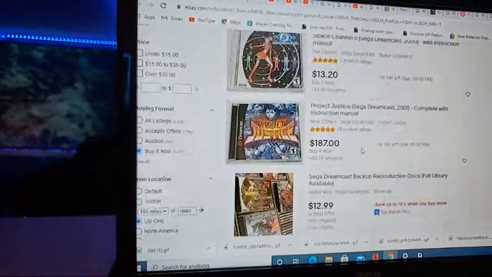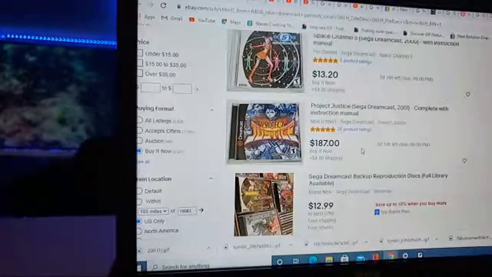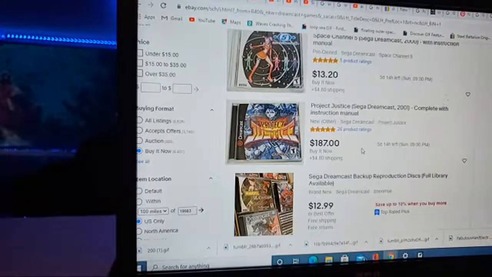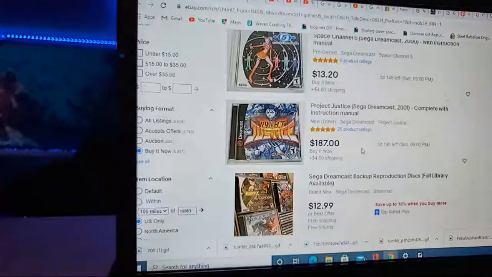Are you kidding me? Oh, this game is definitely worth the money. Oh my goodness. Project Justice. Good God, look at the price, they went for $187 for it. Man, that game is so good. That's a good game. I may buy that one. I may buy that today. I might have to buy that. That's a real good game. That's definitely gonna work, $187.